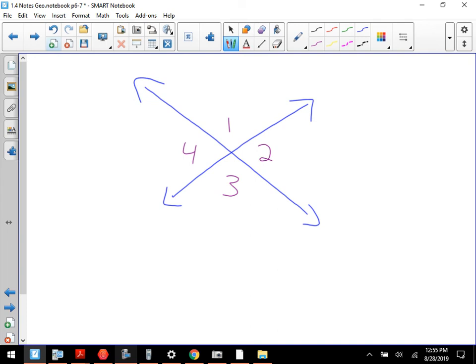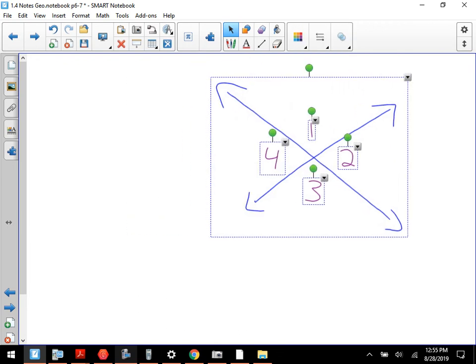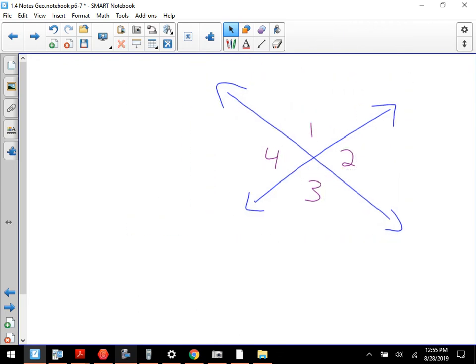Now, what I want to show here is this. You guys agree that angle 1 and angle 2 are a linear pair, adjacent supplementary. So are 3 and 4. But I'm going to do something with 1 and 2 first. What do angles 1 and 2 have to add up to equal? 180. So I know that angle 1 plus angle 2 is 180.